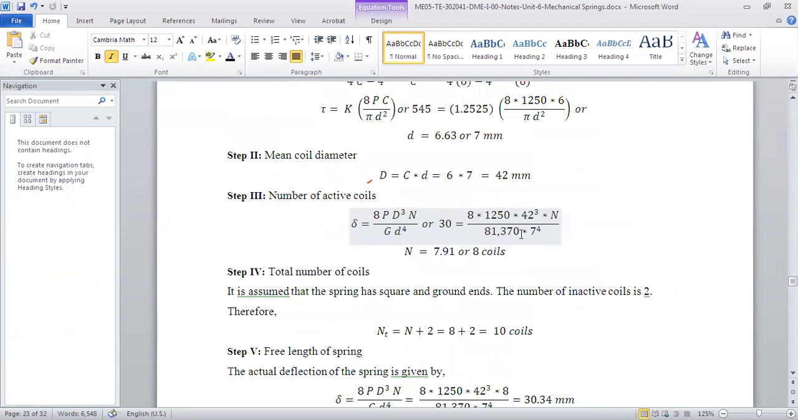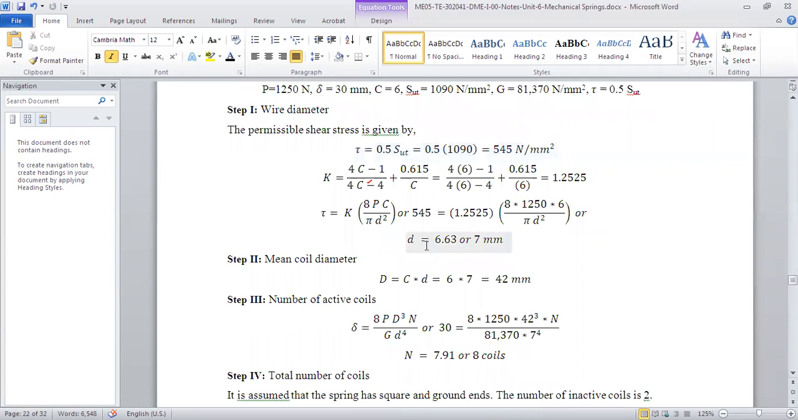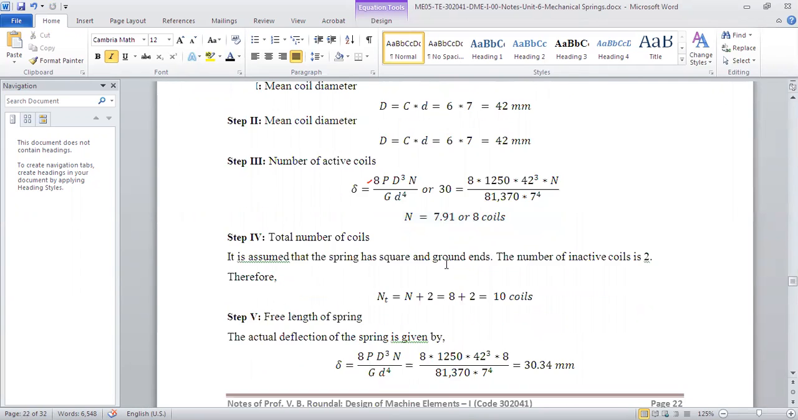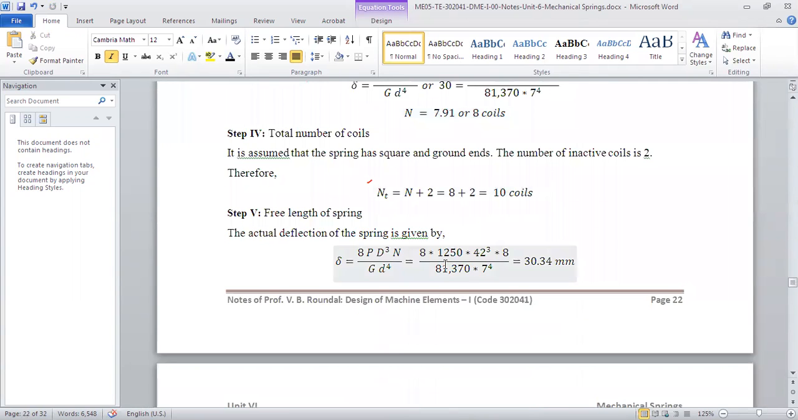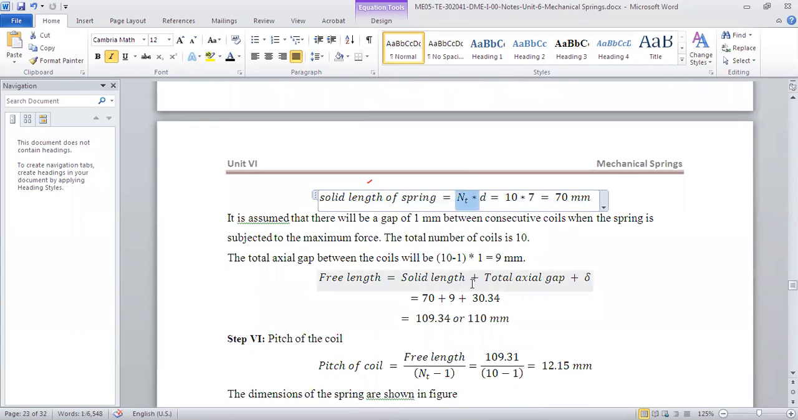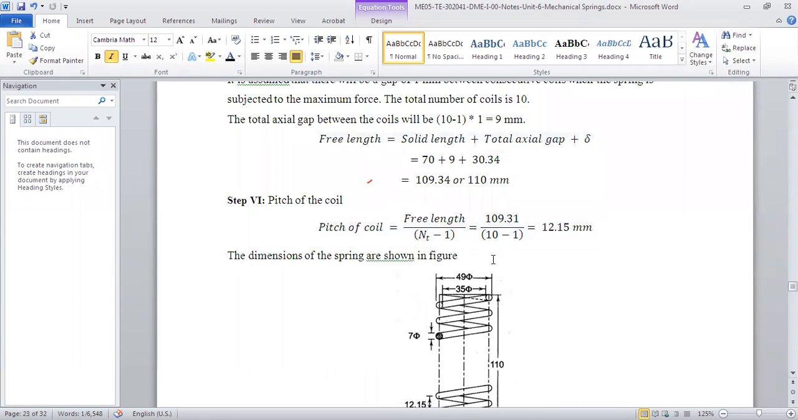Basically, we were given some information. We calculated small d, capital D, the number of coils in action, and the total number of coils. With that we calculated the actual deflection. Then we calculated the solid length of the spring, nt into 70 mm. Free length is equal to solid length plus total gap. We considered the gap between each adjacent coil as 1 mm plus the delta deflection allowed, and then we calculated the pitch of the coil as free length upon nt minus 1, so it comes to 12.15.